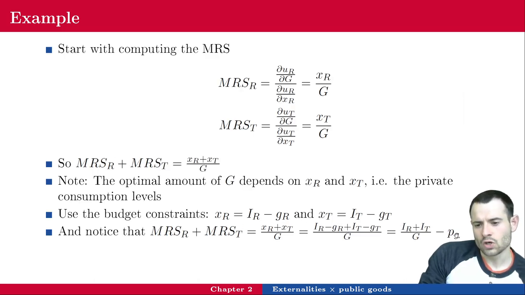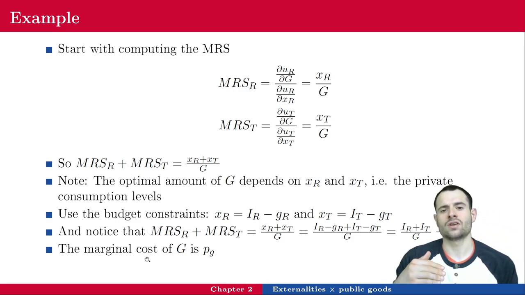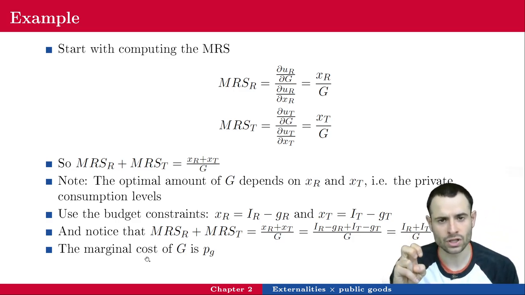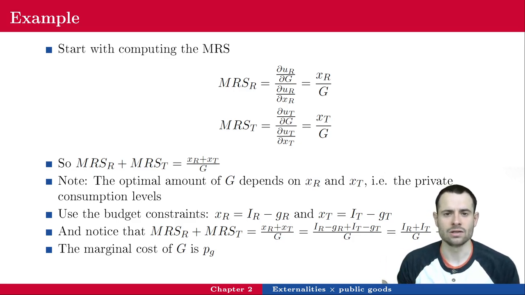So at the end of the day, you end up with the sum of incomes divided by G minus the price of the kitchenware. And this is just the left-hand side of Samuelson rule. The marginal cost of G is PG. So here it's not the marginal cost of producing the good, it's the marginal cost of providing the good. Since the good costs PG, then the marginal cost is PG.